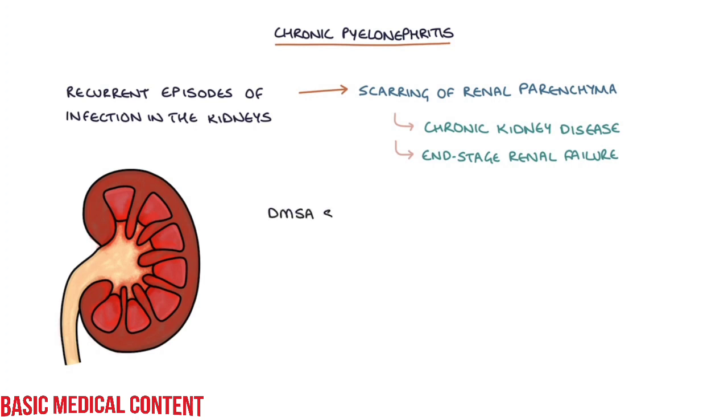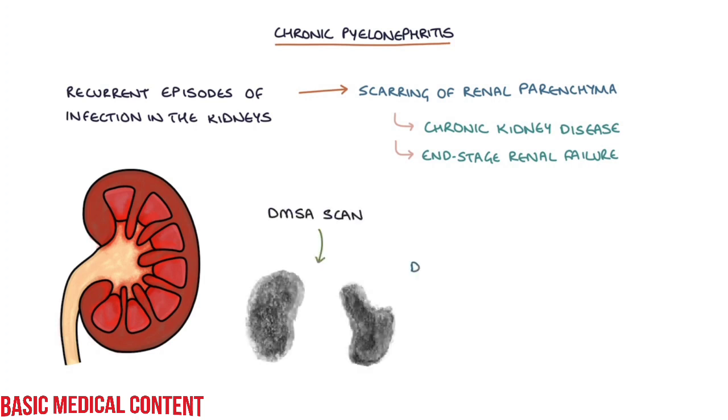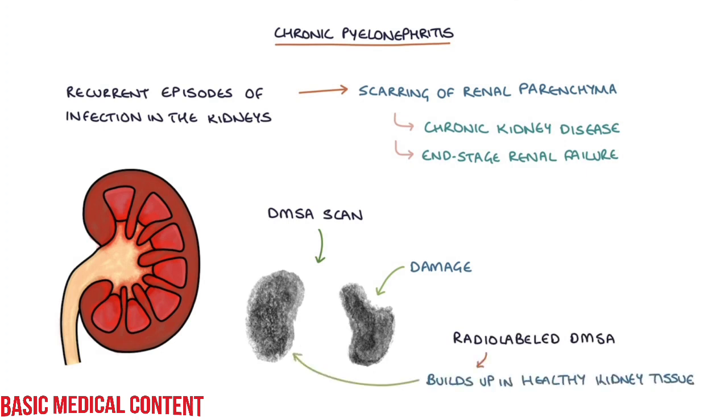A DMSA scan can be used to investigate for damage to the kidney after chronic pyelonephritis. This involves injecting radio-labeled DMSA, which builds up in healthy kidney tissue. Gamma cameras are then used to image the kidneys, and any areas that do not take up DMSA suggest damage or scarring, which could be the result of the chronic pyelonephritis.